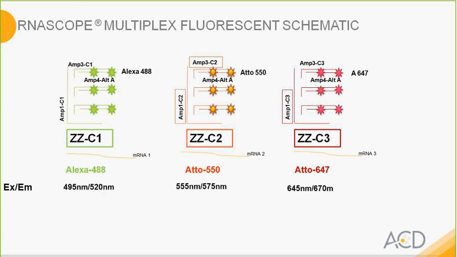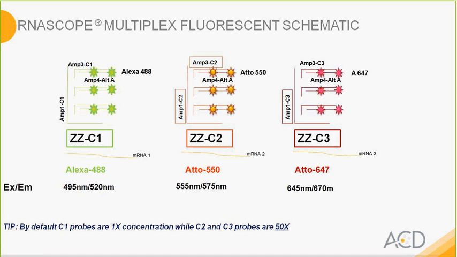For the multiplex fluorescent assay, we have 3 options of fluorophores. One is Alexa 488, the next is ATTO 550, and ATTO 647. The excitation and emission wavelengths are shown here.